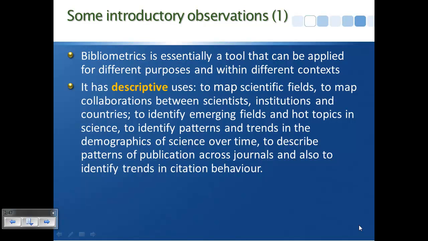And in something that is probably more relevant to people in information science, a lot of bibliometrics is used to look at patterns of publication behavior, who publishes where, in which journals, and also to identify trends in citation behavior. There are many more, but one part of bibliometrics is simply descriptive, just to describe the state of something at a certain point in time or over time.